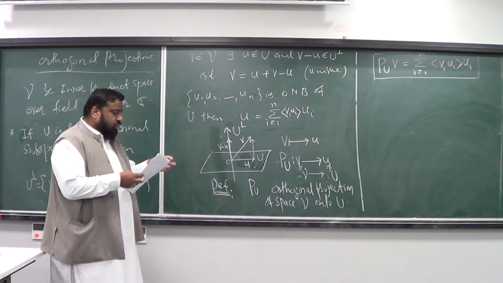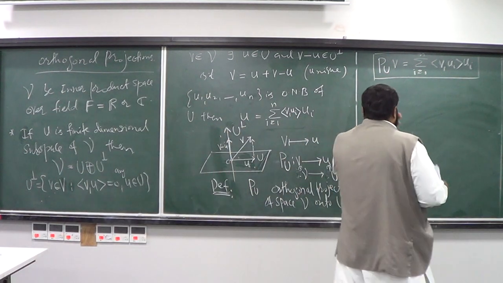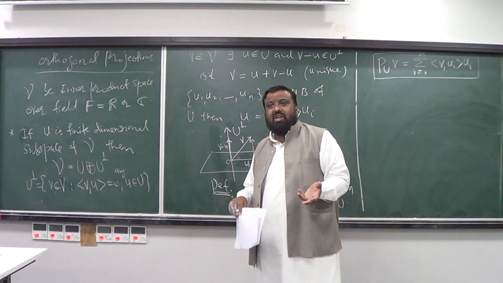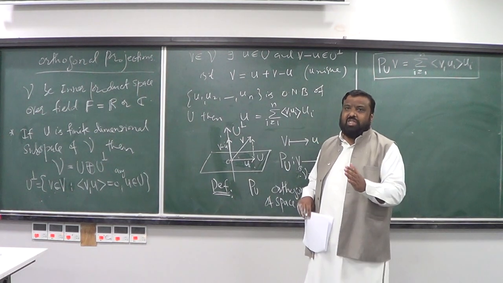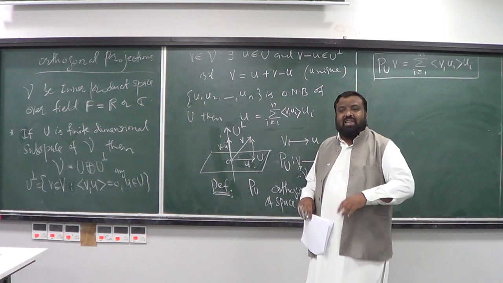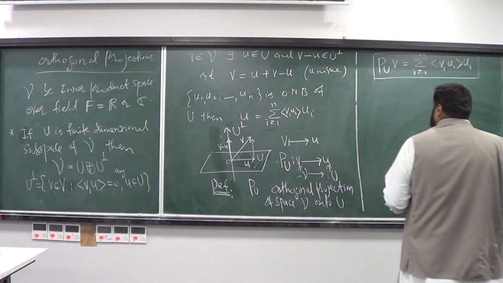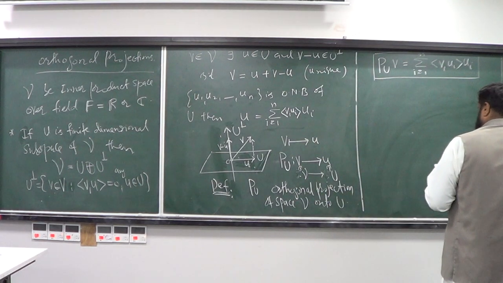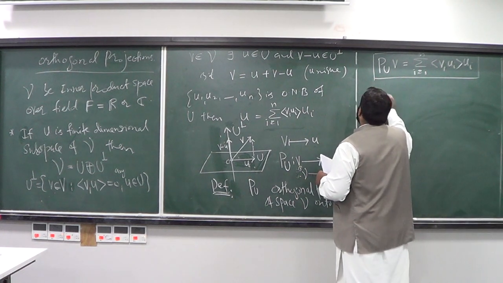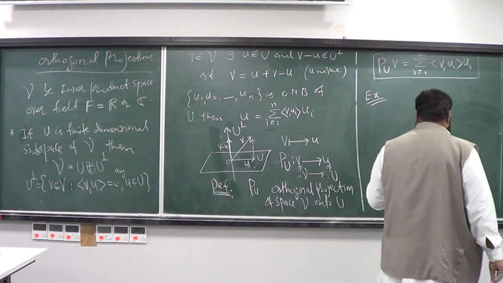Okay, so let's do some examples and see some of the orthogonal projections. We have seen some of the projections already. For example, you might have seen how to orthogonally project a vector in the inner product space onto another vector. That would be an example of the orthogonal projection. So here is the first example.